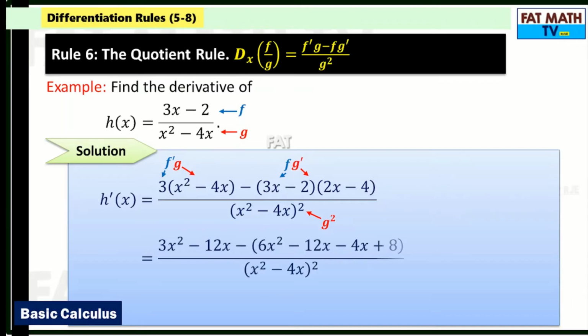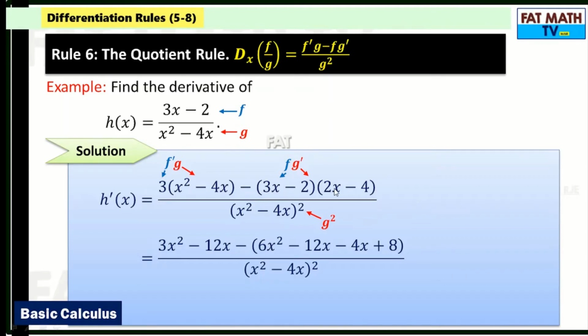So expand and simplify. 3 times x squared is 3x squared. 3 times negative 4x is negative 12x. Minus, then expand this. Just make sure you enclose the product in a pair of parentheses, so that you will still distribute, you will not forget to distribute the negative sign here, the minus sign.